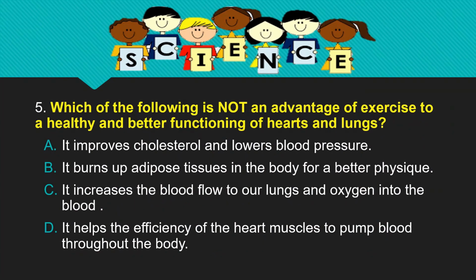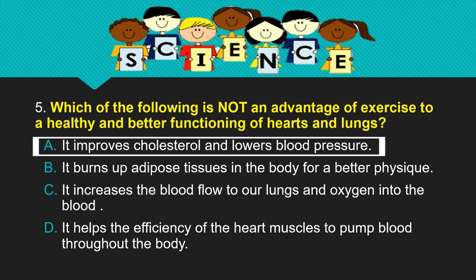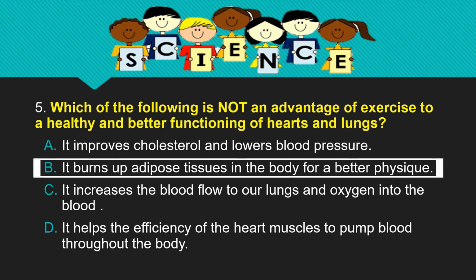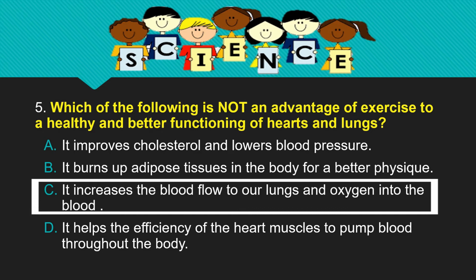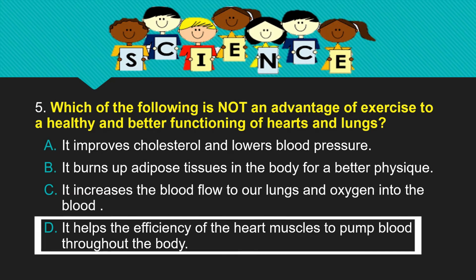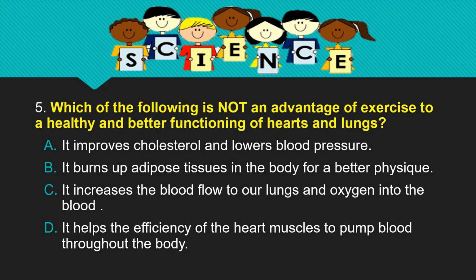Number 5. Which of the following is not an advantage of exercise to a healthy and better functioning of the heart and lungs? A. It improves cholesterol and lowers blood pressure. B. It burns up adipose tissues in the body for a better physique. C. It increases the blood flow to our lungs and oxygen into the blood. D. It helps the efficiency of the heart muscles to pump blood throughout the body.